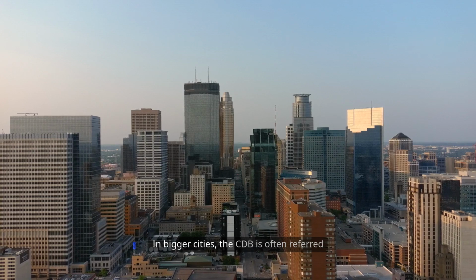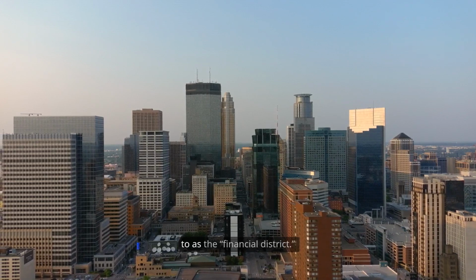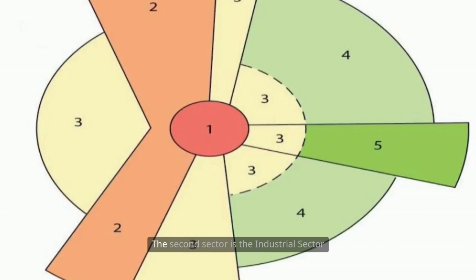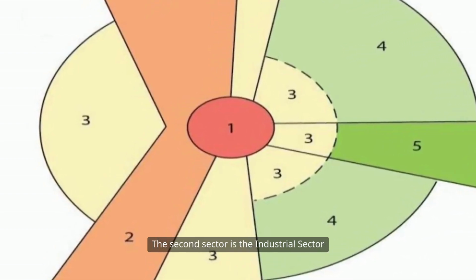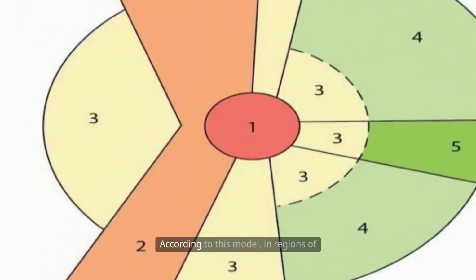In bigger cities, the CBD is often referred to as the financial district. The second sector is the industrial sector, which is numbered 2 in the picture.